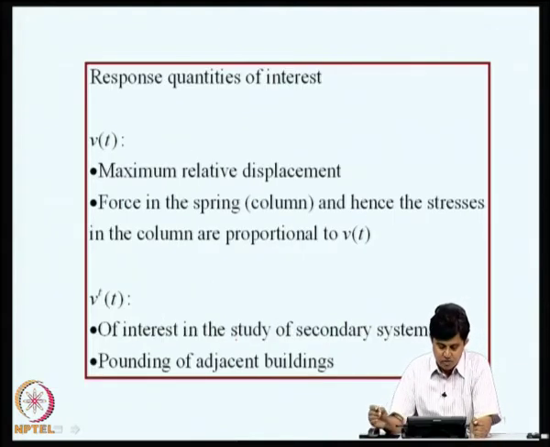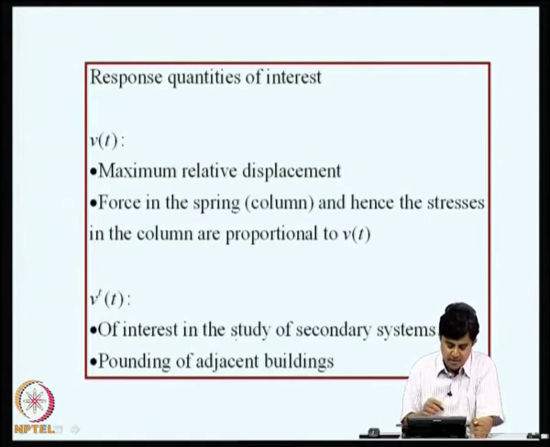Now, what are the response quantities that are of interest to us? Relative displacement is one quantity. The maximum value of v of t would be of interest to us, because the force in the spring will be proportional to v of t. K into v of t will be the force in the spring, and the force in the spring actually corresponds to the column in the portal frame that I mentioned. So, the stresses in the column etc. would be dependent on relative displacement. Therefore, we are interested in relative displacement.